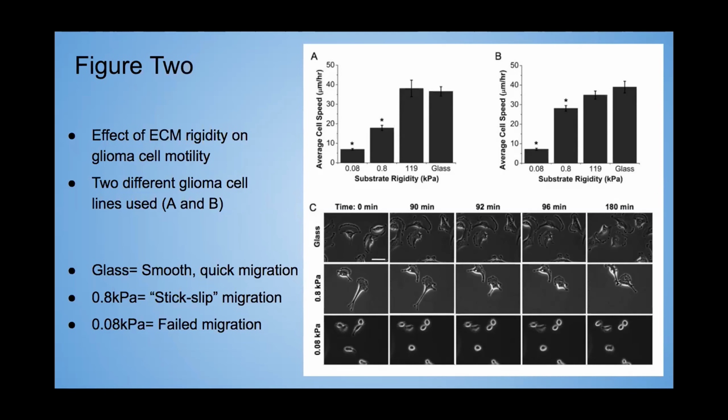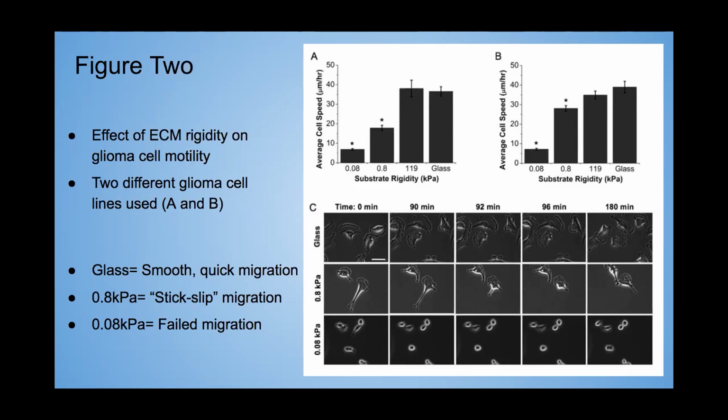But for the medium value, the 0.8 kilopascals, what they're seeing is what they call stick-slip migration. They're seeing migration and movement still, but in this format that they call stick-slip. Stick-slip migration is essentially when the cell thins itself, extends towards the leading edge, and then the trailing edge just snaps forward.